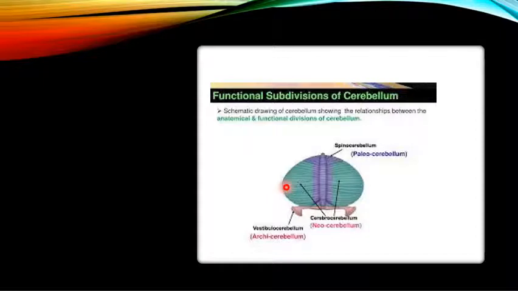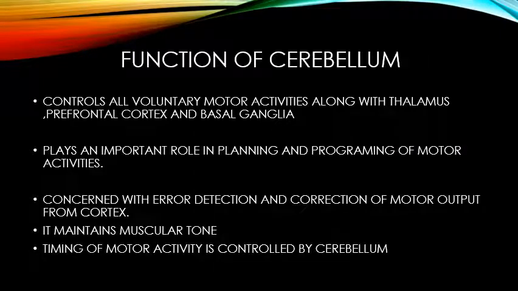Now, after understanding all this, let us understand the functions of the cerebellum. The first function is that it controls all voluntary motor activities along with the thalamus, prefrontal cortex and basal ganglia. In our previous classes, we have already learnt that these have a role in maintaining motor activities. So along with them, the cerebellum also plays a major role. It also plays an important role in planning and programming of motor activities.